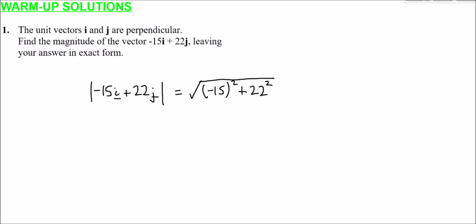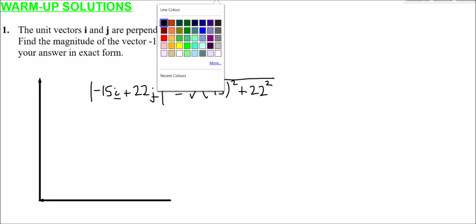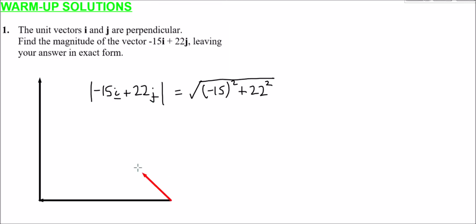Okay, so if you want a very quick recap of what the magnitude means, it means the length of the resultant direction of the combination of the 2 vectors or more. So for example, minus 15i, i goes along the x-axis this way, and j is in the direction of the y-axis, so j would be going up. And so the overall direction of these 2 combined, the resultant, would be this red line here. And so to find the magnitude, all we're doing really is finding out the length of this red line.